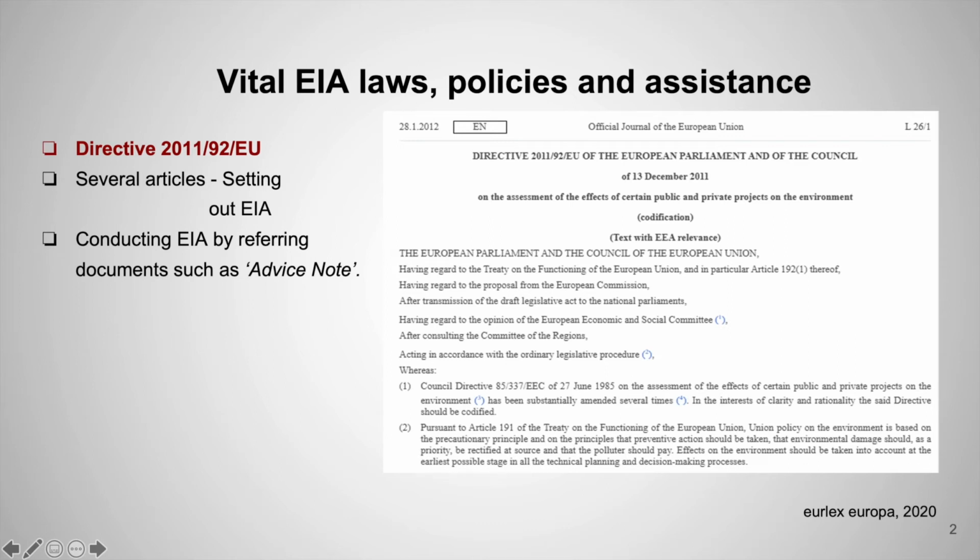Article 1 of the directive sets out the purpose of the EIA: to determine the environmental consequences of public and private projects which are likely to have significant environmental impacts. In addition to the directive, the legislation and the applicable policies, the EIA will be conducted with reference, amongst others, to documents such as Advice Note 3, version 7, EIA Consultation and Notification, Planning Inspectorate, August 2017.